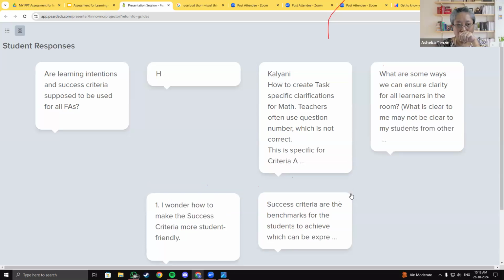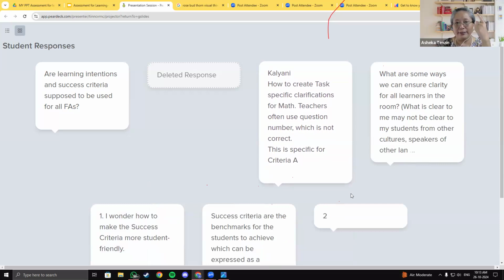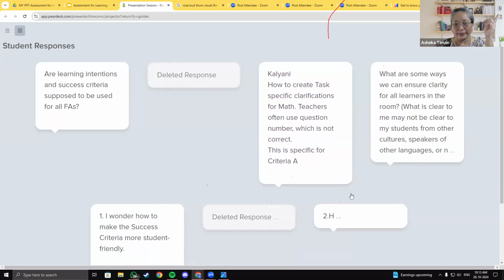Not necessarily, because it is one of the strategies. When I started off with my presentation, I said that Dylan William has given 5 strategies for formative assessment. This is one of the strategies. Okay. How to make success criteria more student friendly?